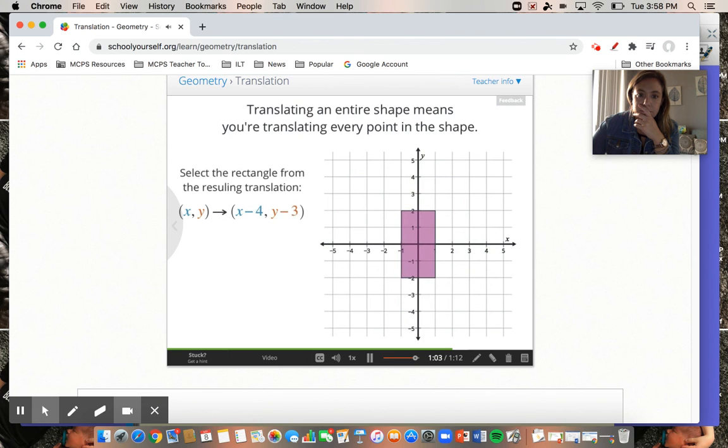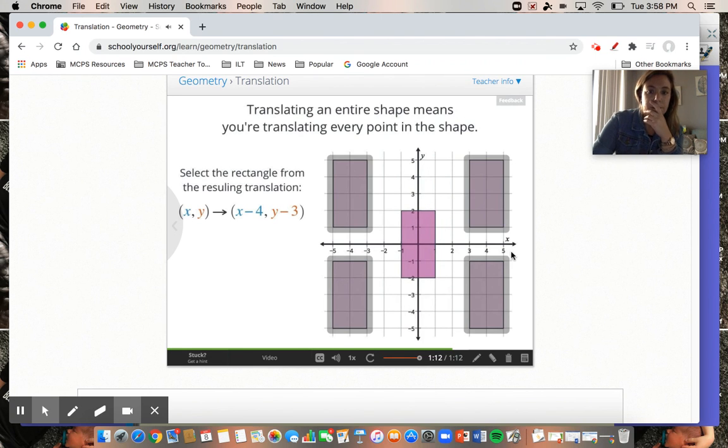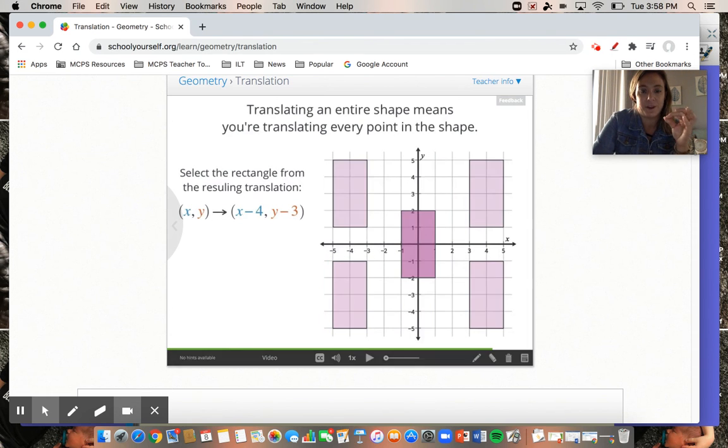So if you apply the translation x comma y to x minus 4 comma y minus 3 to the rectangle in the middle of this graph, which rectangle do you get? So it goes left 4, down 3. Every single point went left 4, down 3. So there's not a different notation for each one. They all have the same one. Like this is running every vertex. You get the rectangle in the bottom left.